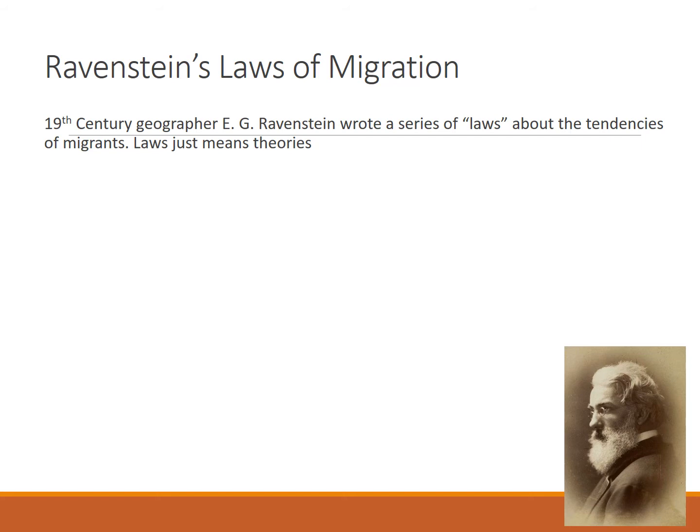Ravenstein, and just as you would have imagined, he looks like every other dead white guy. He was a 19th century geographer who wrote a series of what are called laws. But really, these are just theories, and this is about the tendencies of migrants. Let's go through them.